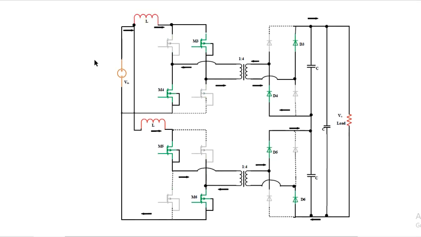This is mode 3 operation. It is the opposite of mode 1 operation. You can see M3 and M4, D3 and D4, M5 and M6, and D5 and D6 are turned on at the same time, and the remaining diodes and MOSFETs are in off state. So this is mode 3 operation of my front end converter topology.